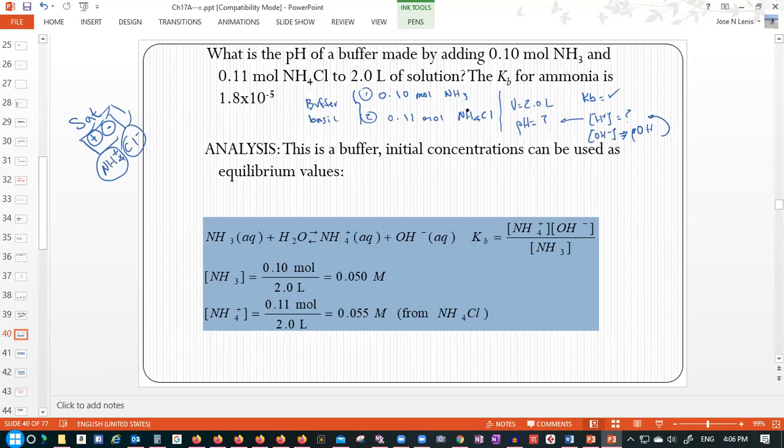And let me write the two equations so you can see clearly what's going on there: the equation for the ammonia and the equation for the ammonium chloride. So the equation for the ammonia is this, and that is a dissociation. You have this amount reacting with water to form ammonium ion and OH minus. And this is the one that is going to help you to find the pOH. And this is the Kb for this equation.